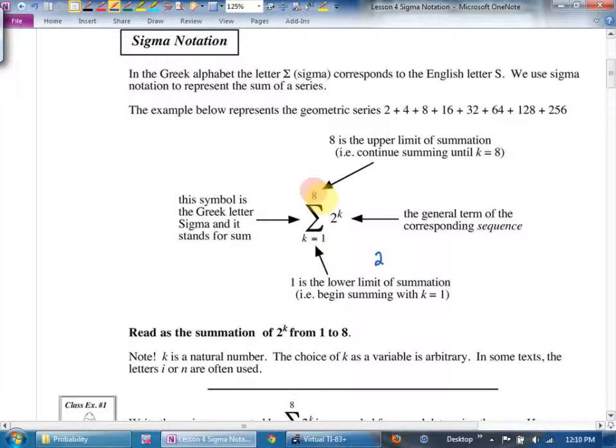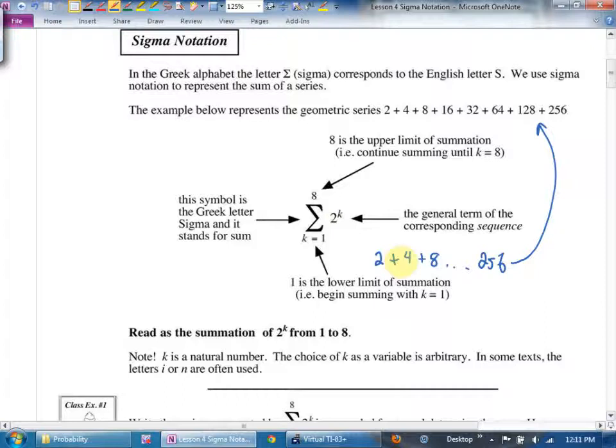So I would have, what's 2 to the 2? 4. What's 2 to the 3? 8, dot, dot, dot. What's 2 to the 8? 256. And you can see it does write that out, but way shorter. You can put any kind of an equation here that you want. Usually, we'll try and do a geometric series because that's this unit. You read this as the sum of 2 to the k from 1 to 8, or the sum from 1 to 8 of 2 to the k.